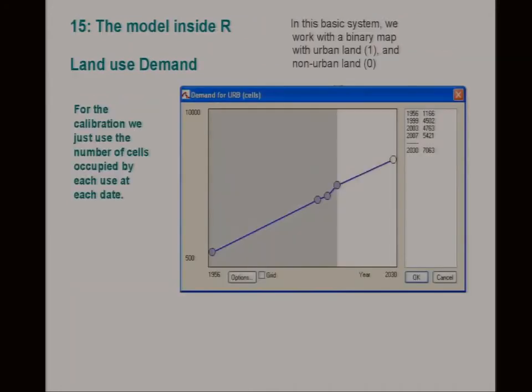So right, land use demand. You need to know how much land is changing. Remember, I'm only going to be talking about urban land. So this is a binary map. Urban land is 1, non-urban land is 0. And our land use demand in our second date, in our calibration map, is just simply how much land we know changed to urban in that date. So there, 1999, 4502. Okay.